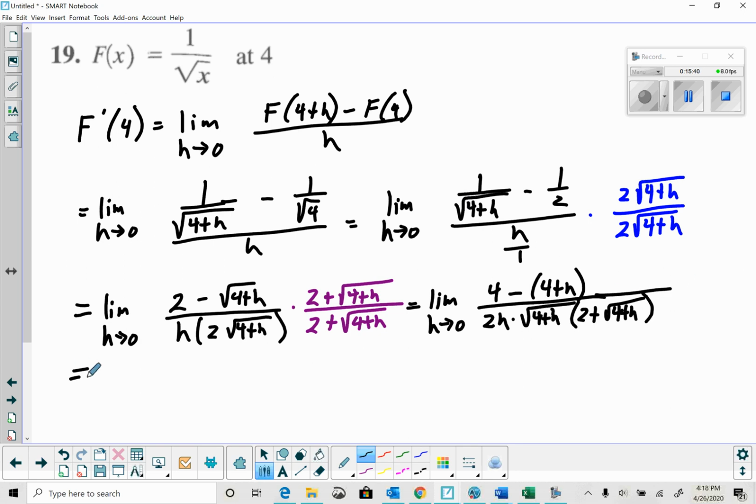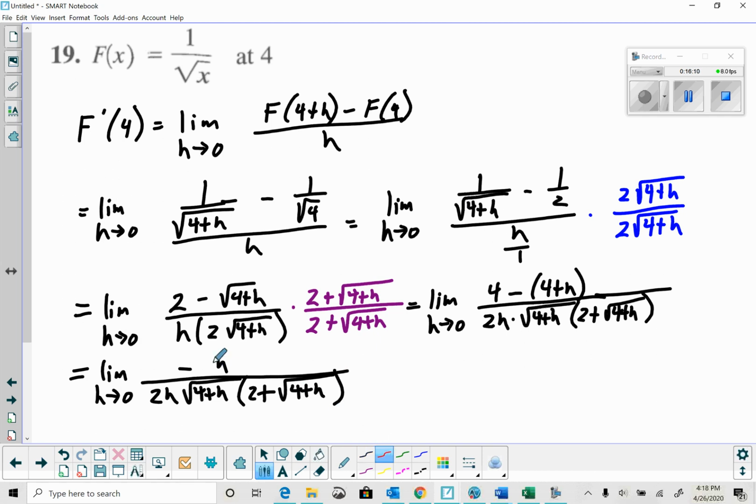What a mess. How are we ever going to... Oh, look at the numerator. 4 minus h gives us negative h. Well, we can reduce this with that one.